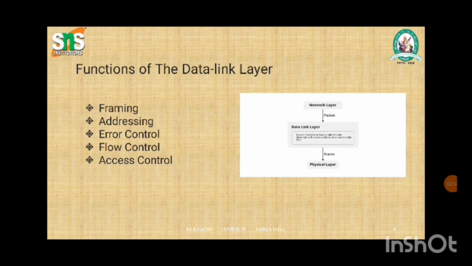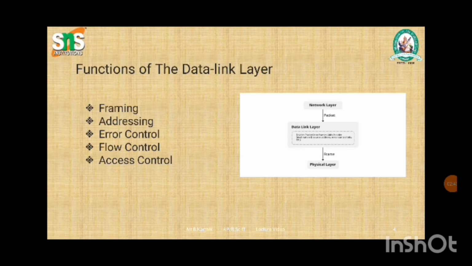Next, the functions of the data link layer. There are various benefits of the data link layer. The diagram represents the network layer sending the packets, and the data link layer converting them into frames, which are sent to the physical layer. The functions are framing, addressing, error control, flow control, and access control.